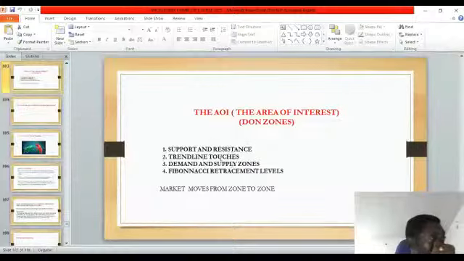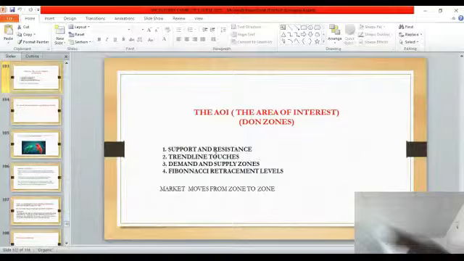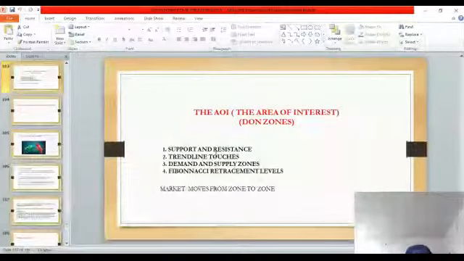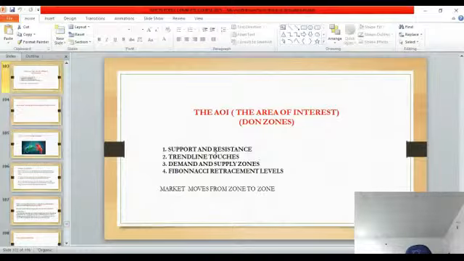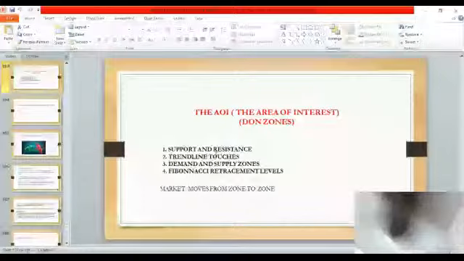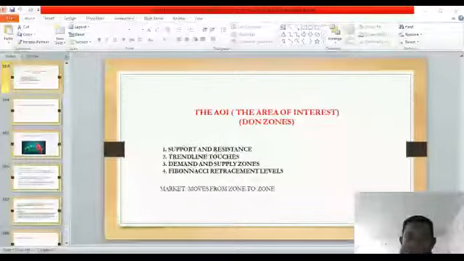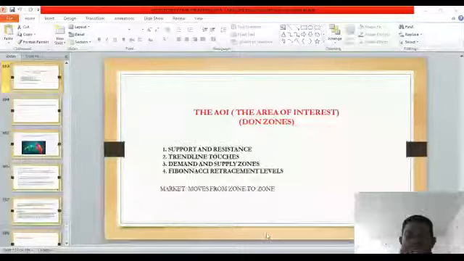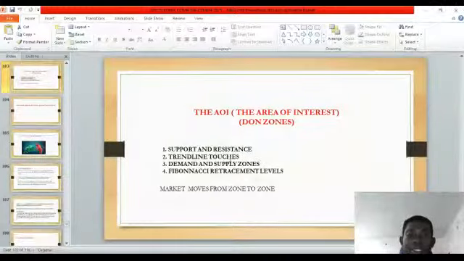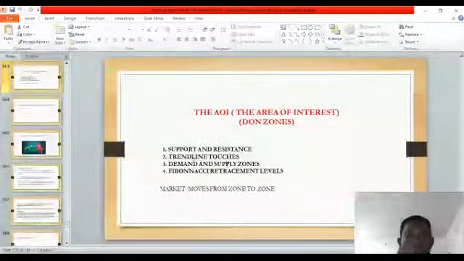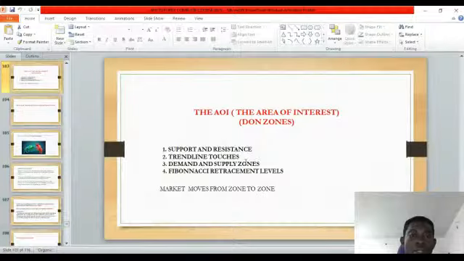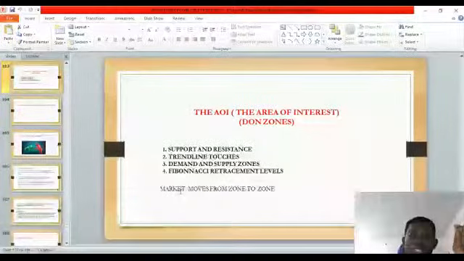So the area you'll be looking at is your support and resistance, your trend line touches, your demand and supply zones, your Fibonacci retracement levels. Those are the areas where you'll be looking for the reversal candlesticks.